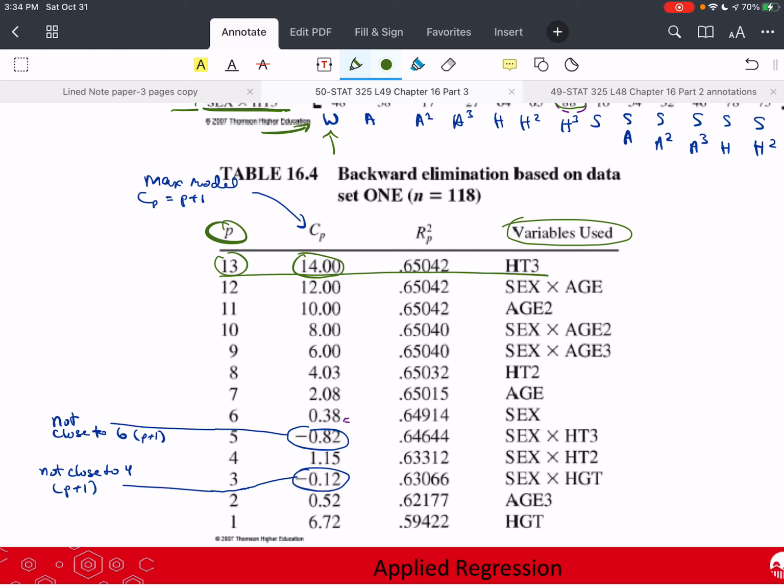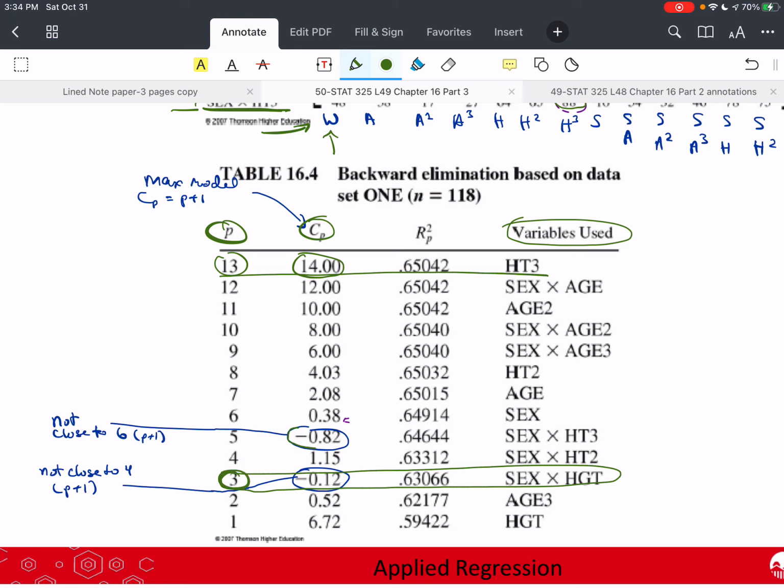And we look through these, and we're looking first at the Cp, so Mallows' Cp, and when we look at model 3 here, model 3 says it has height and sex, and the interaction of height and sex, and negative 0.12 is not very close to 3 plus 1, which is 4.